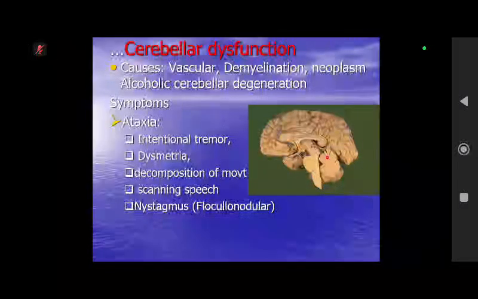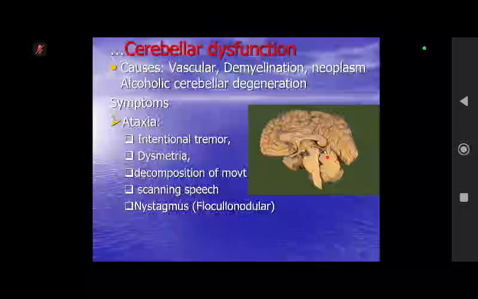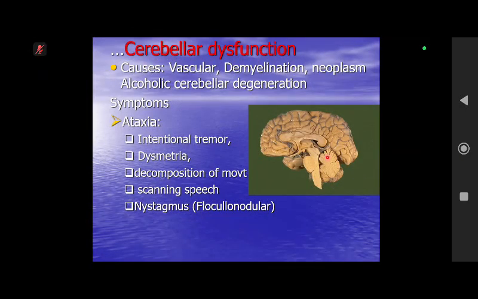Decomposition of movement. You break down movement. You have seen people who are drunk. I'm using drunkards because it's a clear example of what you normally notice. You see the way they walk. They walk not as a coordinated movement, but in a broken-down sort of movement.